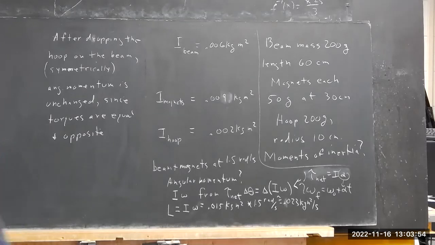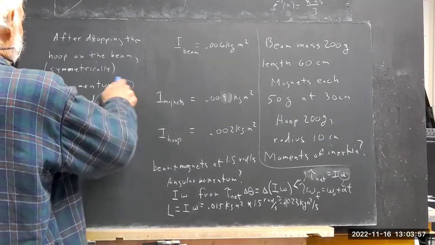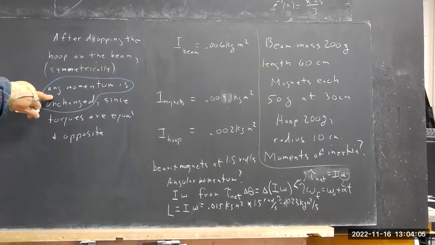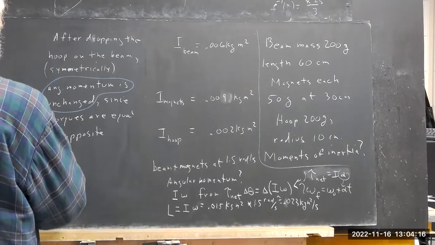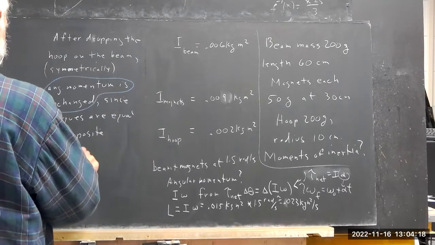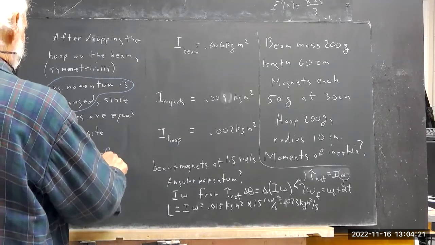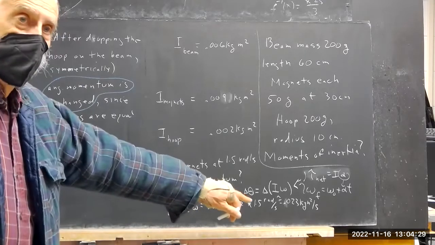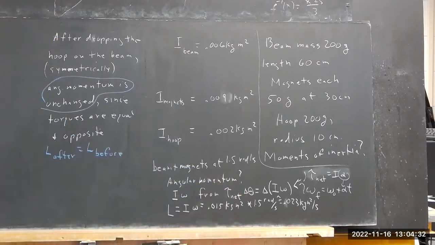Okay, to be sure that everybody's on track. Because of all this argument, which we need to understand, we can extract the essential conclusion from the argument and use it to answer the question. Angular momentum's unchanged. Okay, so you could say angular momentum after equals angular momentum before. We have already a numerical quantity for this, but let's do it in symbols.